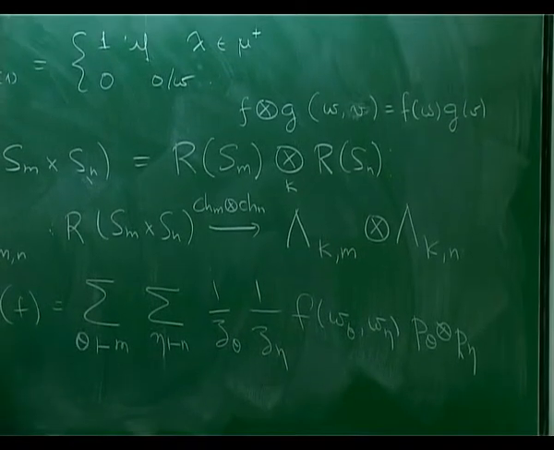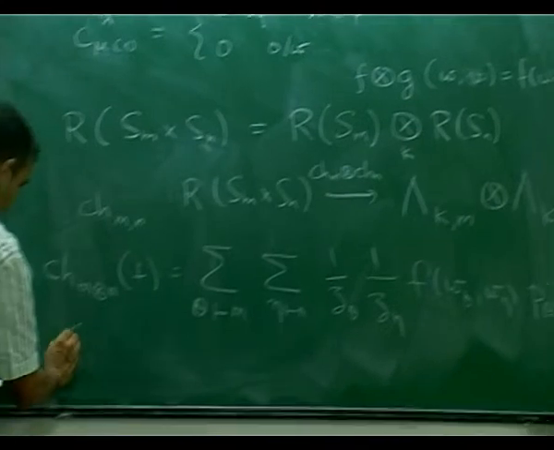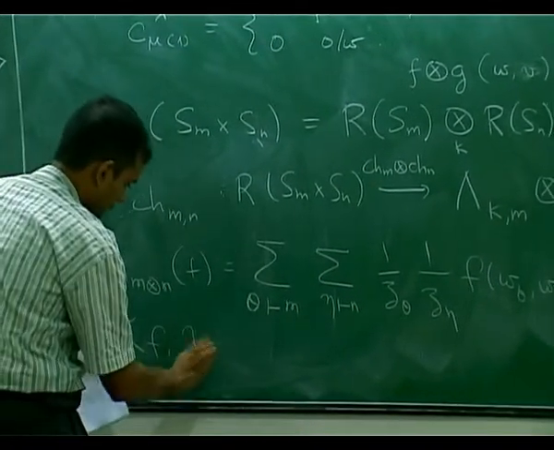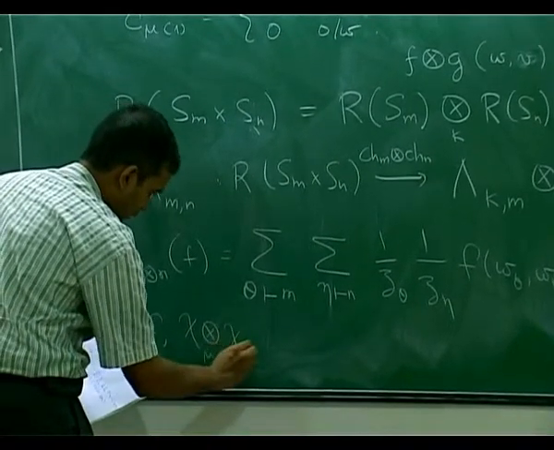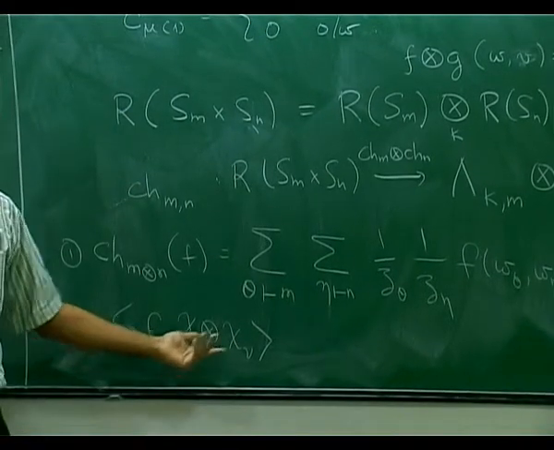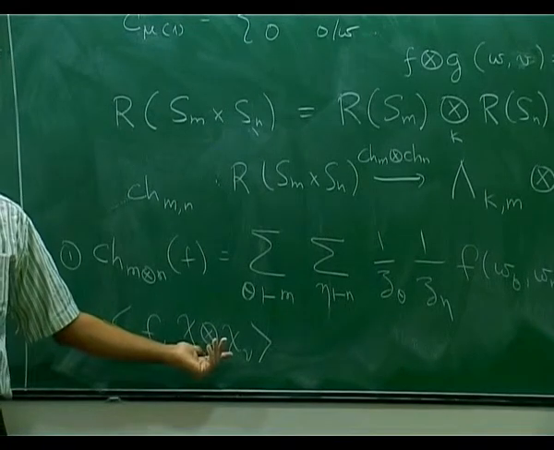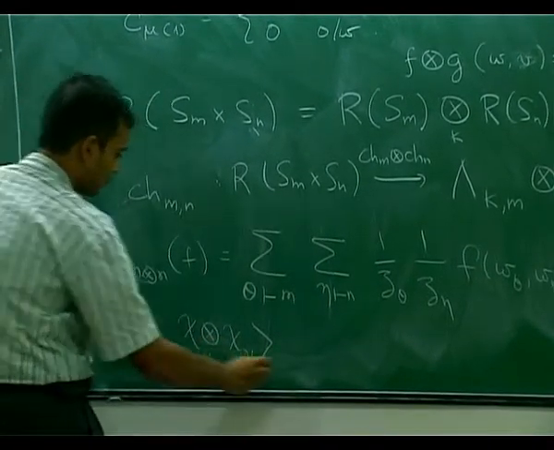And the second fact that I'll need is that if you take f and you take its inner product against chi mu tensor chi nu, these are the irreducible characters of Sm and Sn. Their tensor product I can think of as a class function on Sm cross Sn. So these are class functions on Sm cross Sn.